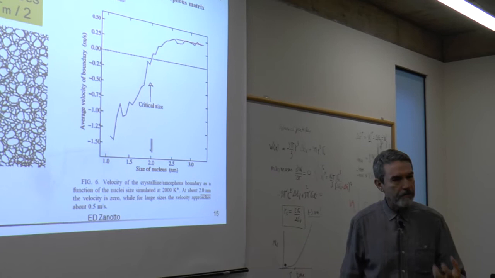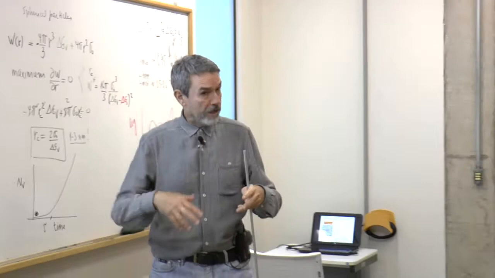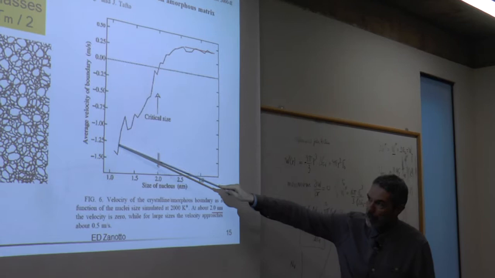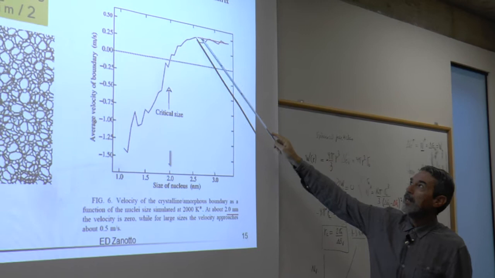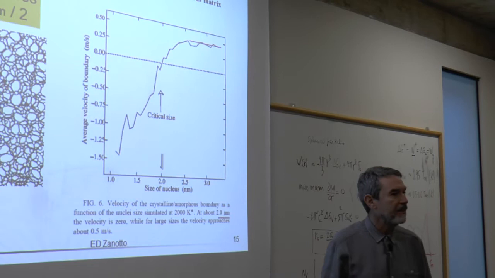See, this is a computer simulation. They did not insert the theory inside. They just create a material and let the system run for that particular temperature. Smaller than the critical size, dissolve back. Larger, they grow. And reach their growth rate. You know, 0.5, half a meter per second, very fast.